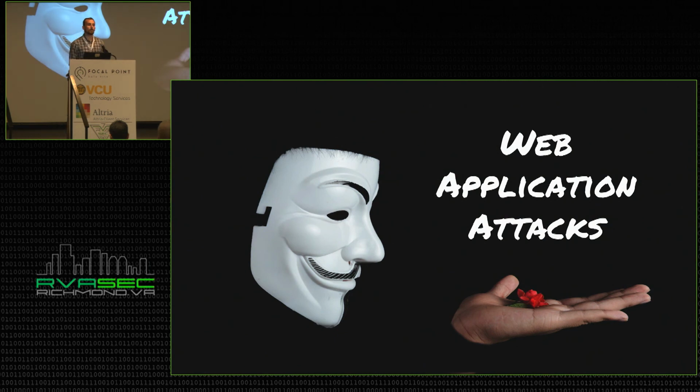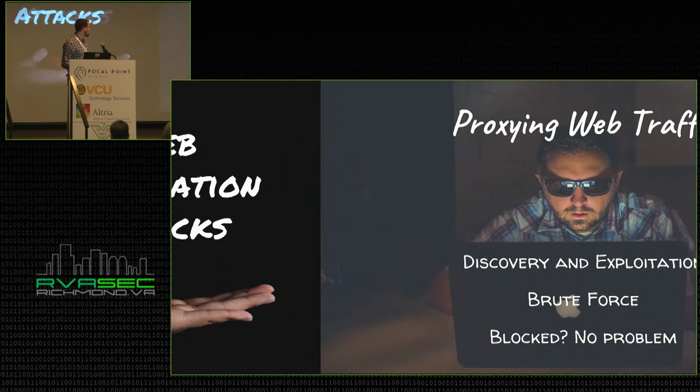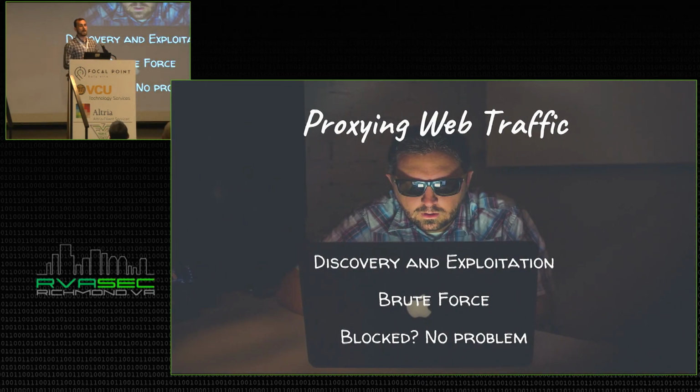So now I'm going to move into web application attacks via the cloud infrastructure. The first and most obvious aspect of this is proxying web traffic. This was mainly used for the discovery and exploitation phases of a penetration test. And a lot of the time I use it for brute forcing, and whenever I'm blocked, it's really not a problem because you can either bring down your service and spin it back up, and you have a new IP address. Thus, you've evaded any blocking going on, and they can't really correlate your traffic to one specific endpoint, and your infrastructure is constantly moving.